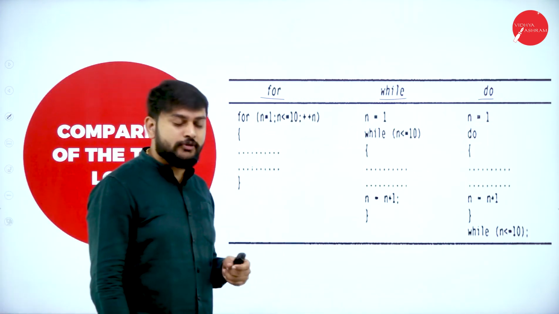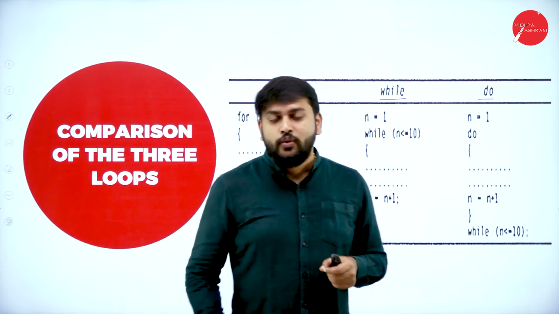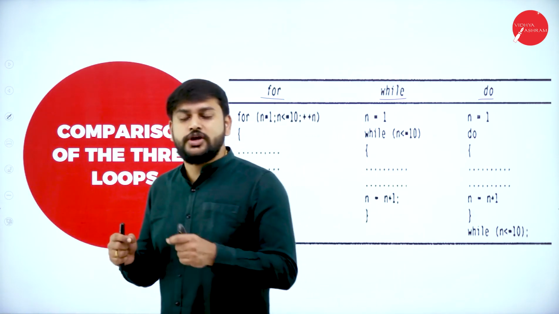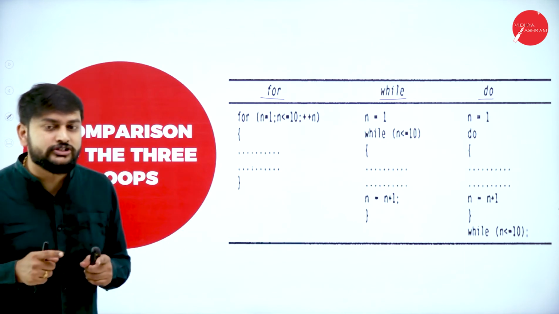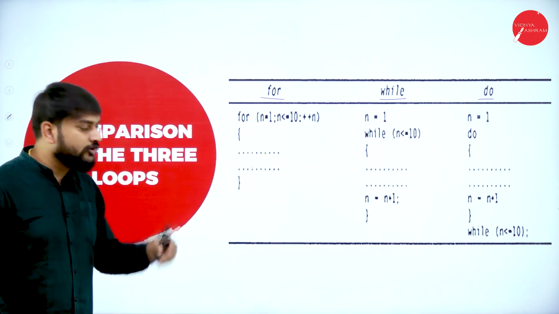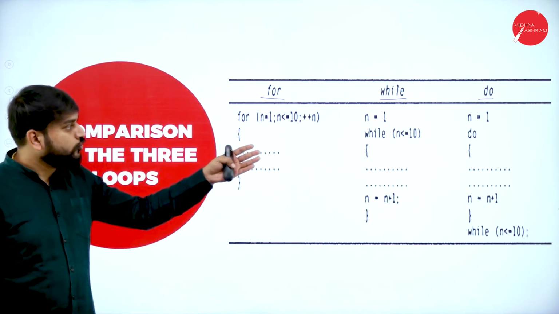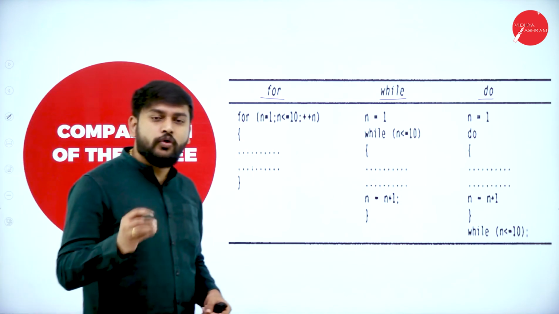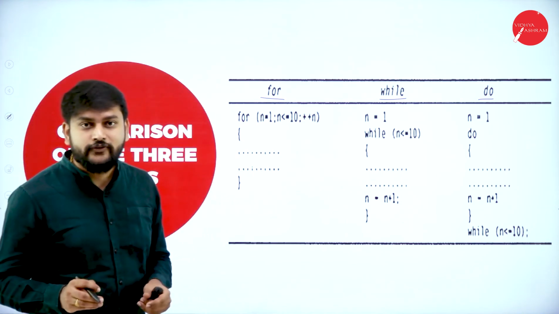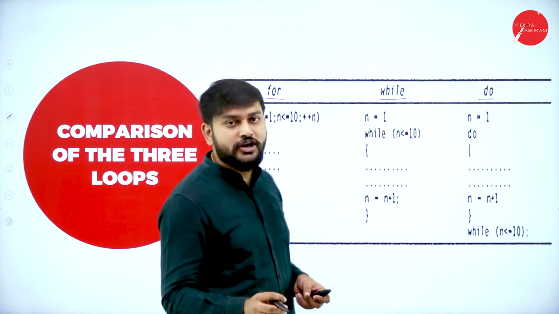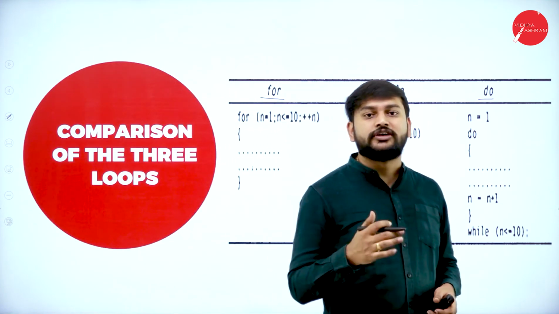I repeat this statement, so please understand this. When you know how many number of times you have to execute some set of statements, you will be using for, and you will be using the while loop when you have the condition. Until you satisfy some condition, you will be executing some set of statements.